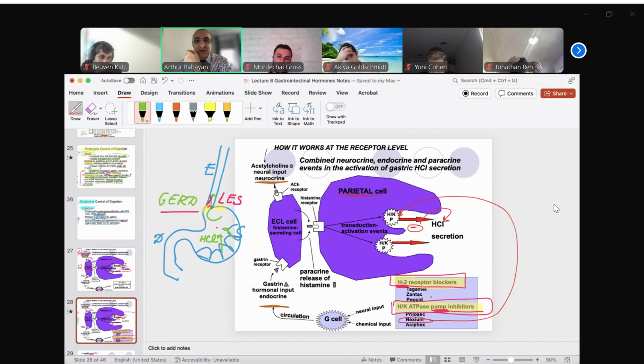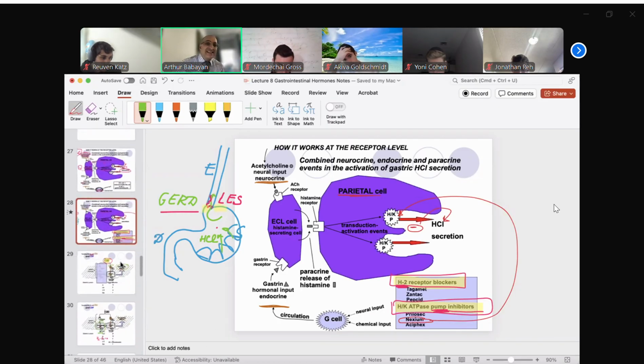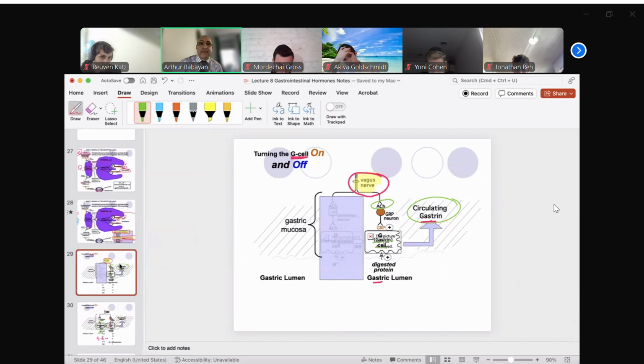You remember we spoke about the H2 receptor histamine blockers: Tagamet, Zantac, Pepcid, and how they work, and the proton pump inhibitors, the proton potassium ATPase pump, for example Nexium, and other medications which decrease the acidity in the stomach. Guys, is it clear or not?